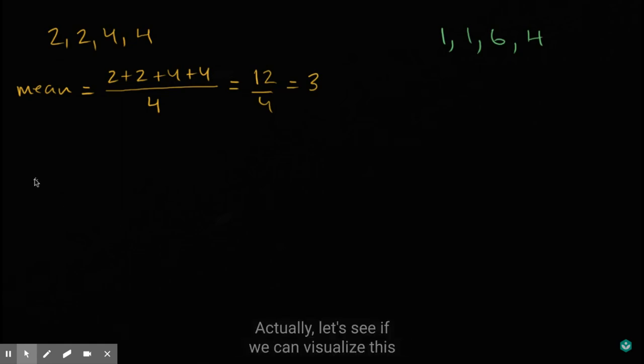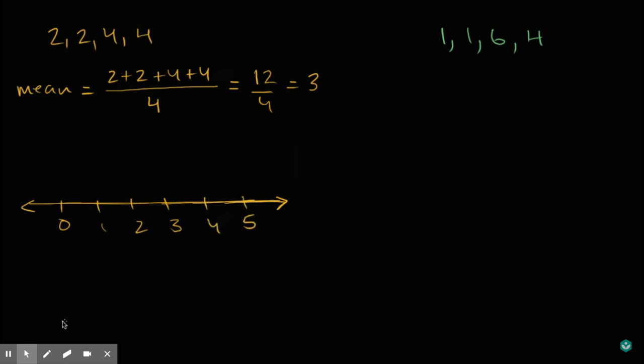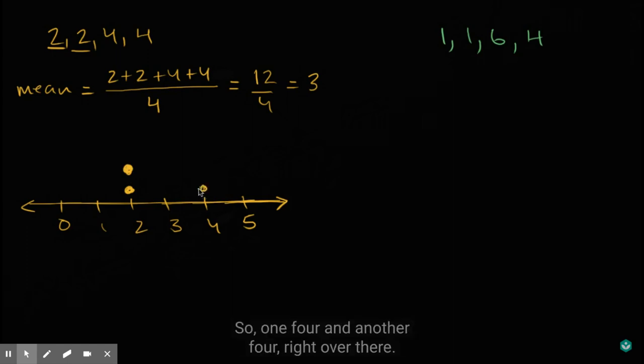So actually, let's see if we can visualize this a little bit on a number line. I'll do a little bit of a dot plot here so we can see all of the values. So if this is 0, 1, 2, 3, 4, and 5. And so we have 2 2's. For each of these 2's, I'll just do it in yellow. So I have 1, 2, and then I'll have another 2. I'm just going to do a dot plot here. And then I have 2 4's. So 1, 4, and another 4 right over there.